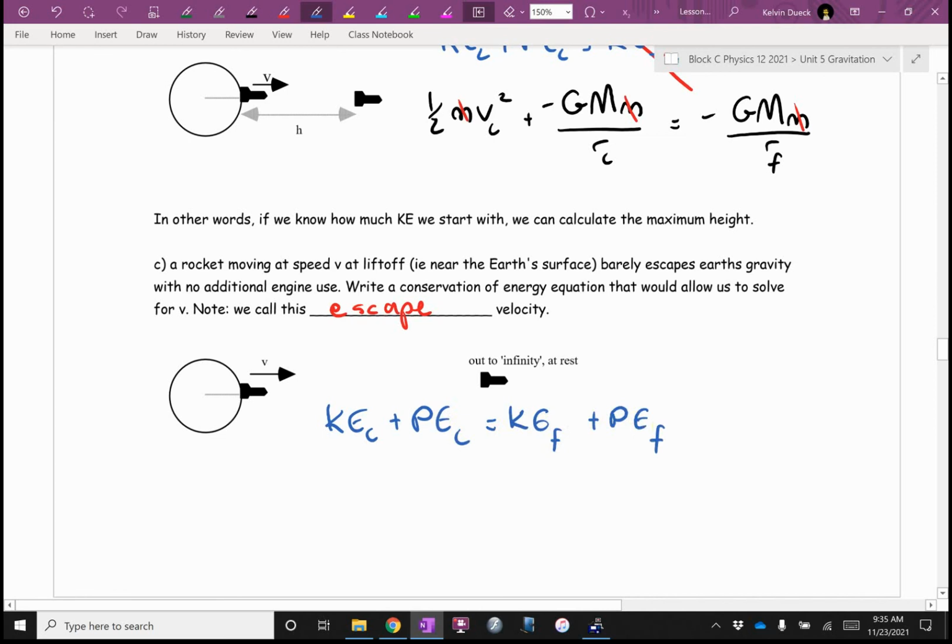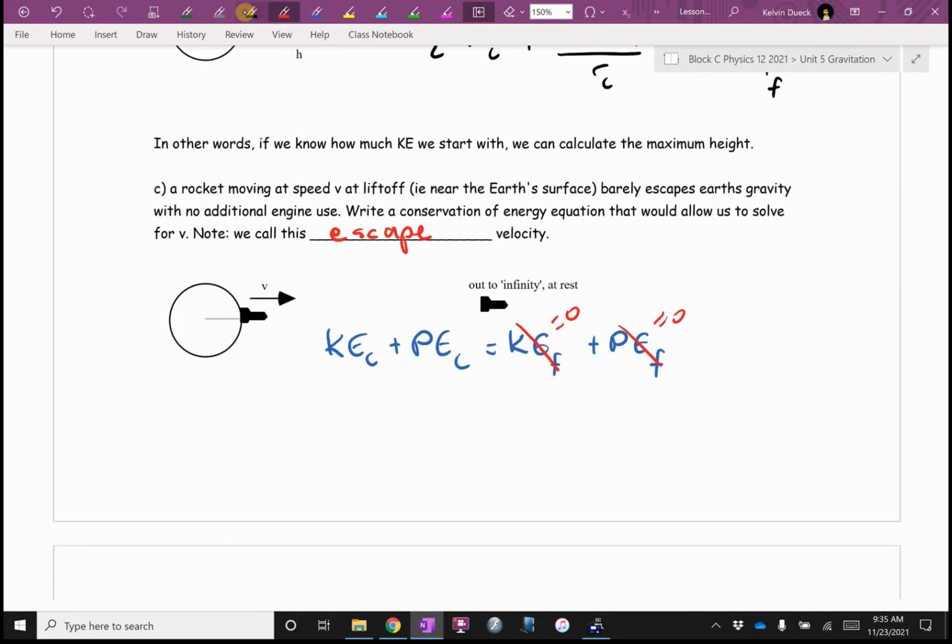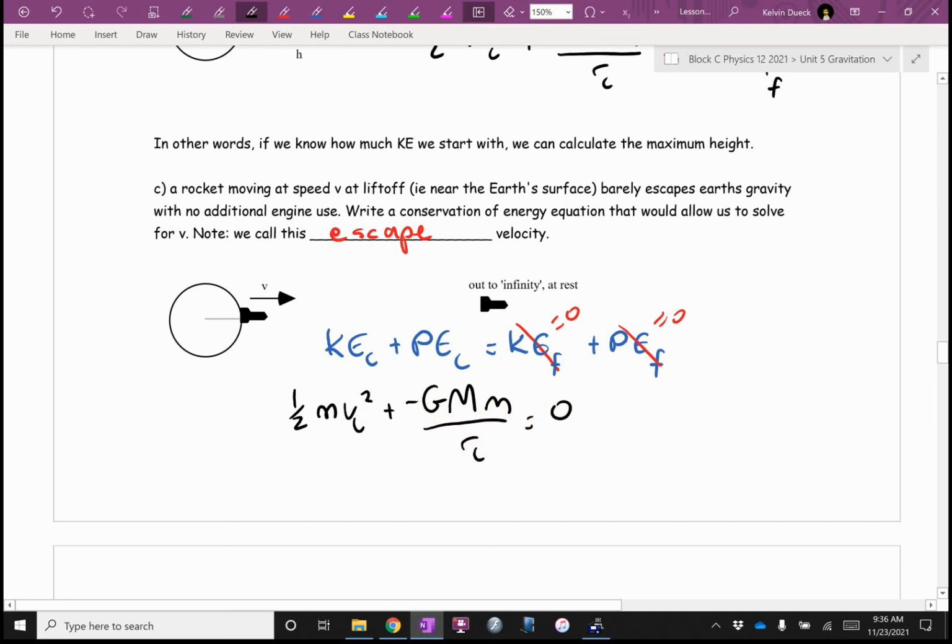Except, what did we say was the weird thing? We wanted to end up at rest? And how much potential energy do we have out at infinity? Why? Because we won't fall. So we can't have any potential energy. So we ended up with this weird a half m v initial squared plus negative big G, big M, little m over r initial equals 0.